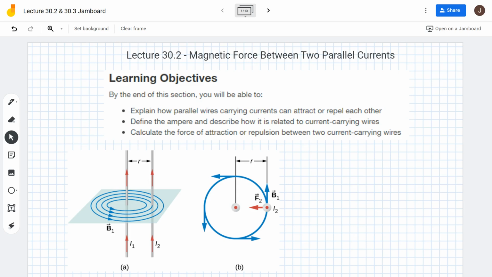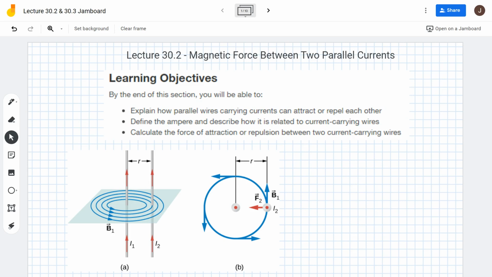The learning objectives for today are going to be to explain how parallel wires that are carrying currents can attract or repel each other. Then we're going to define the ampere and describe how it's related to current-carrying wires. And also we're going to calculate the force of attraction or repulsion between these two current-carrying wires. So we're going to see how it happens, and then also we're going to come up with a calculation to do this.